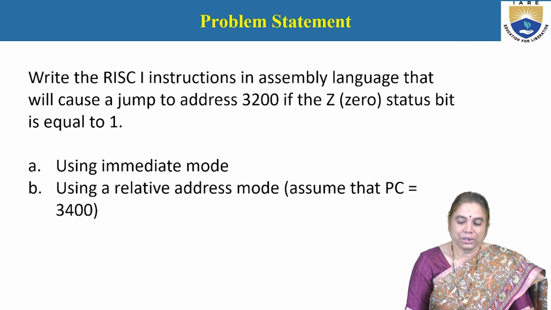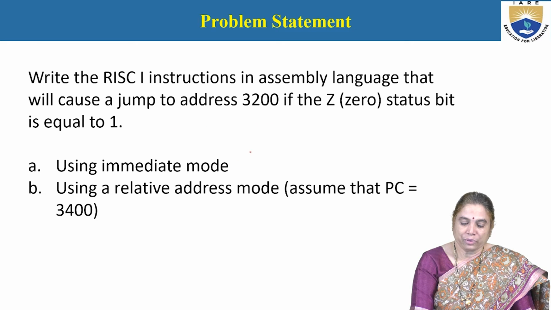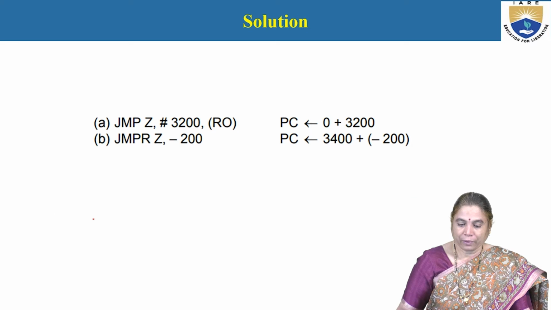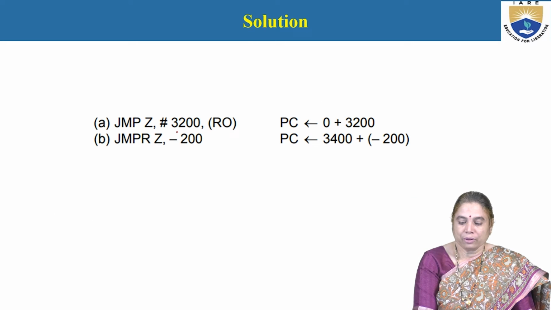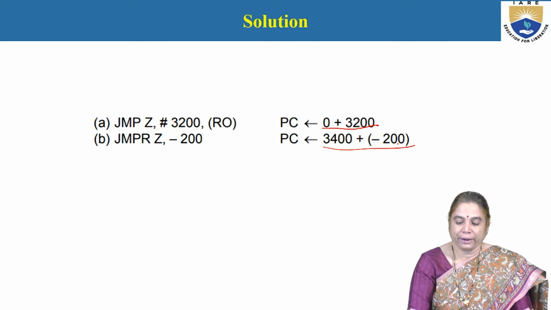Write the RISC-1 instruction in assembly language that will cause a jump to address 3200 if the Z0 status bit is equal to 1. The first option is using immediate mode, then using relative address mode. The PC address is at 3400. So jump to that location so that the PC address is updated to 0 plus 3200, and next it jumps with JMPR Z, minus 200 so that the value of the PC is updated with 3400 plus minus 200.